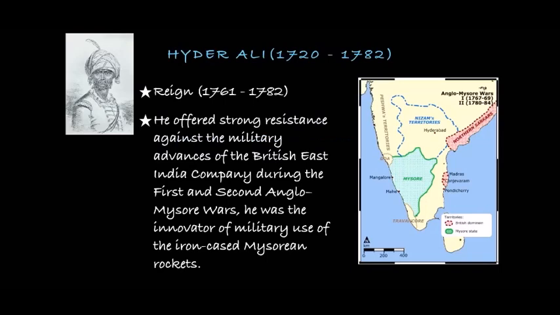British-Mysore struggle. Hyder Ali, he was born in the year 1720. His reign is from 1761 to 1782. He offered strong resistance against the military advances of the British East India Company during the First and Second Anglo-Mysore Wars. He was the innovator of military use of the iron-cased Mysorean rockets.